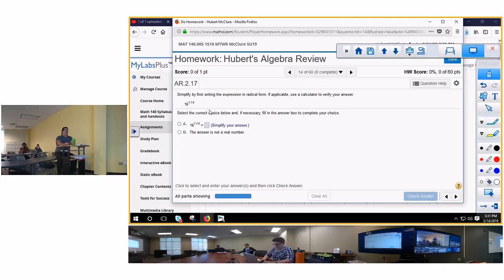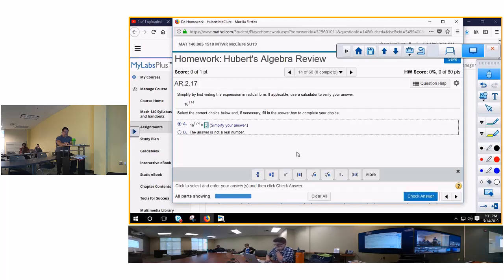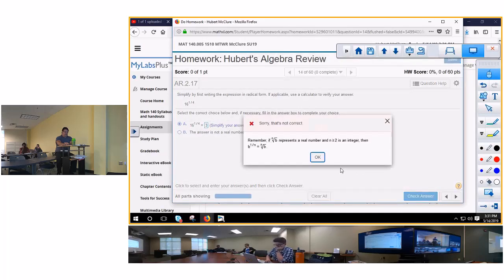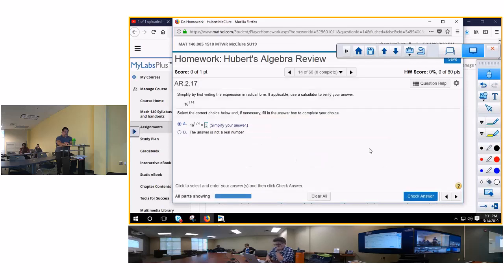Now, the fourth root of 16 is 2. We all know that. Okay? That's what that says, the fourth root of 16. But let's say you don't know it. So you hit 3, and you get it wrong. Okay? Then you go up here and you hit question, help.